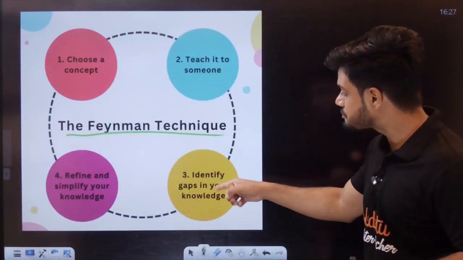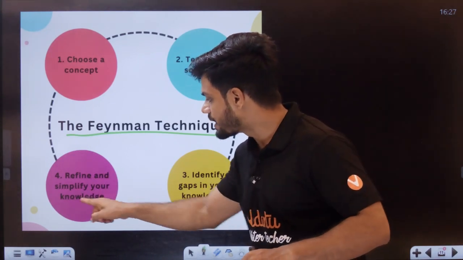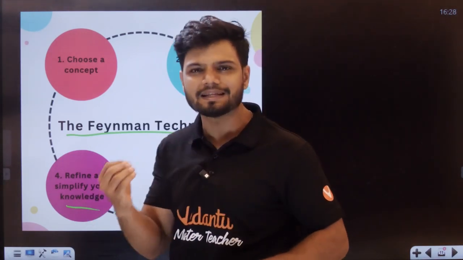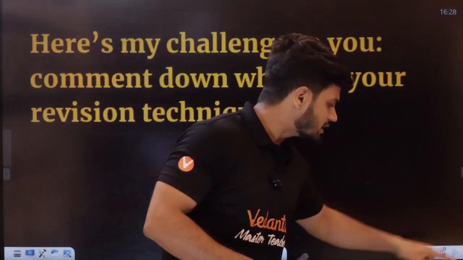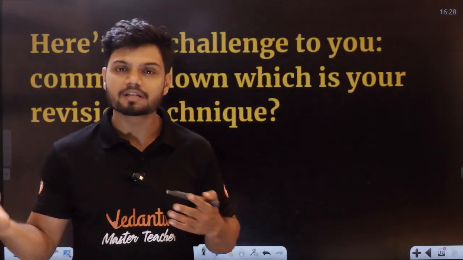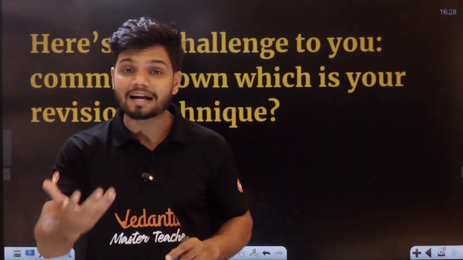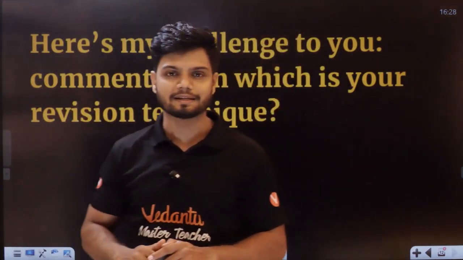Next, identify the gaps in your knowledge, then refine and simplify your knowledge. So it's a very simple technique, but very, very effective, students. Now, these are all the techniques which I told you: forgetting curve, spaced repetition, active recall, asking questions, as well as the final Feynman technique.